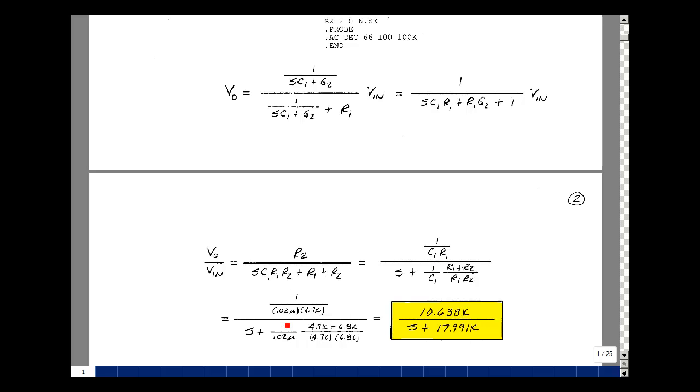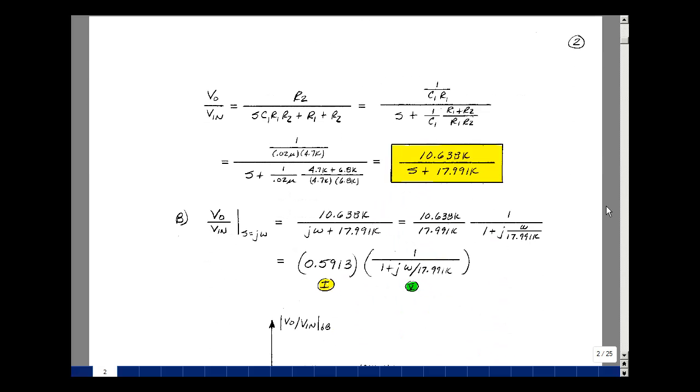Putting in the value for C1 of 0.02 microfarads and R1 of 4.7K, and likewise here for our values of R1 plus R2 and R1 times R2, the 4.7K and the 6.8K. The numerator term turns out to be 10.638K, and the denominator term 17.991K. To do our Bode plots, we need to replace s by j omega. So our transfer function then becomes 10.638K divided by j omega plus 17.991K.